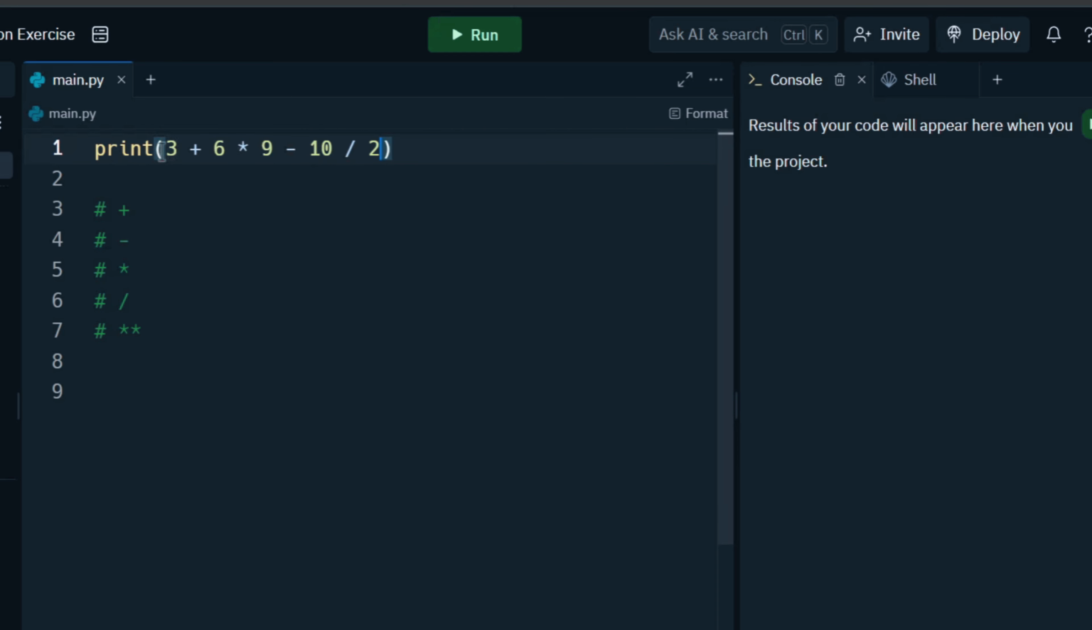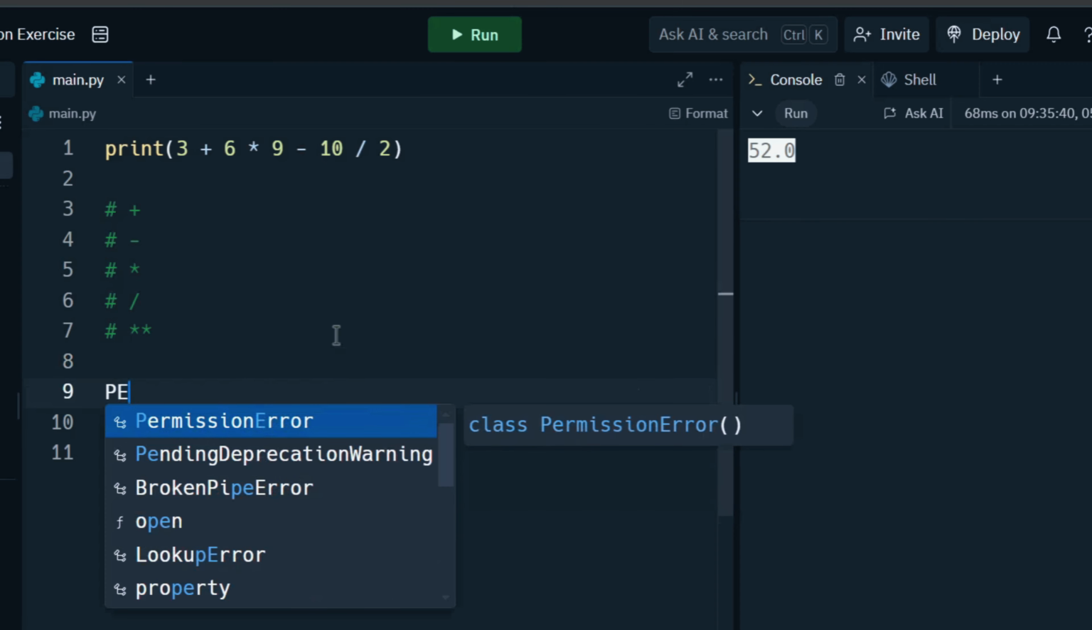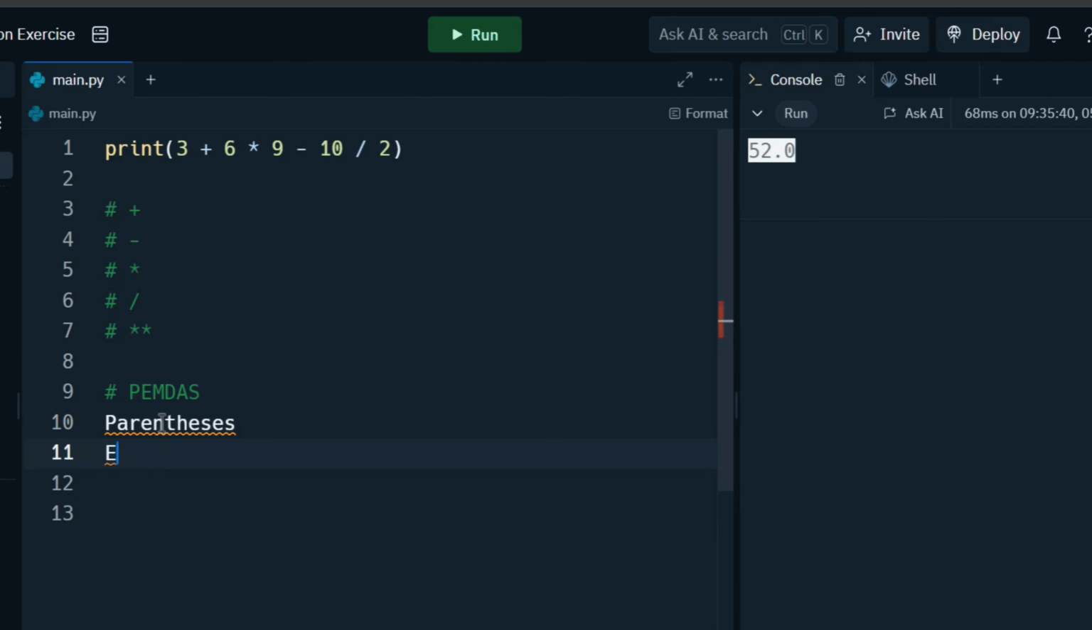Now if we solve this here, 3 plus 6 equals 9. 9 into 9 equals 81. 81 minus 10 equals 71. And then we divide 71 by 2. We got something else. Now in Python, it uses PEMDAS.